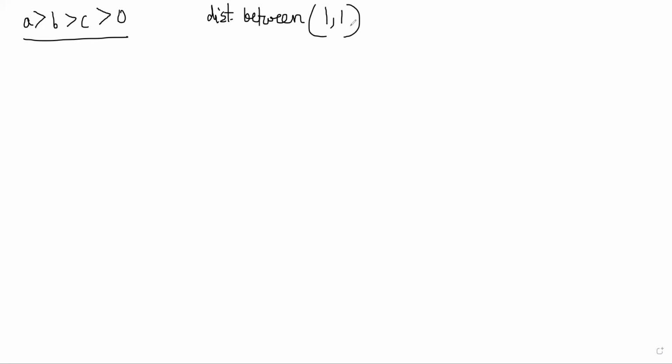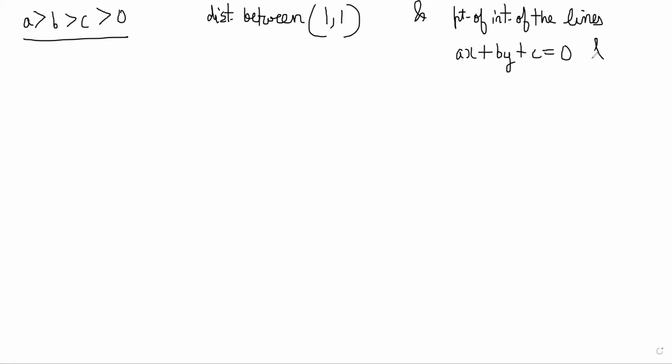What is the next one? For a greater than b greater than c greater than 0, the distance between the point 1 comma 1 and the point of intersection of the lines ax plus by plus c is equal to 0 and bx plus ay plus c is equal to 0 is less than 2 root 2.